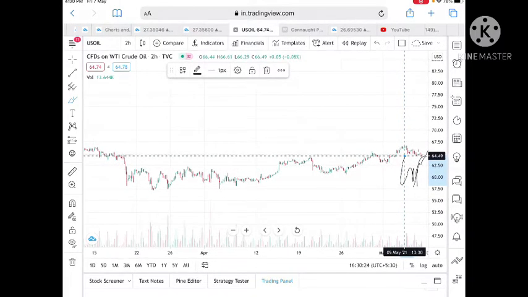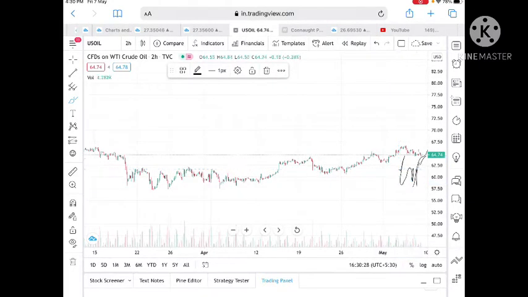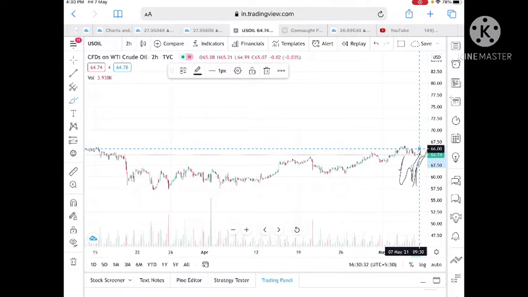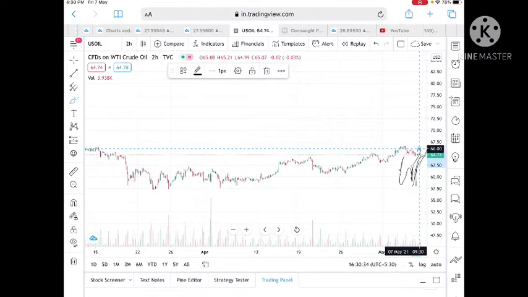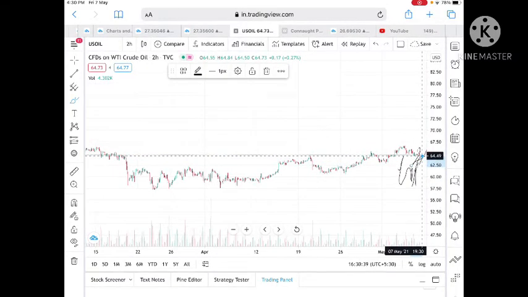So let this range break upside. If it goes above 66, then it can touch a level of 68 to 69 also. Or if it comes below a level of 64.45, and then it can come to a level of 62, then it will be in this particular range.